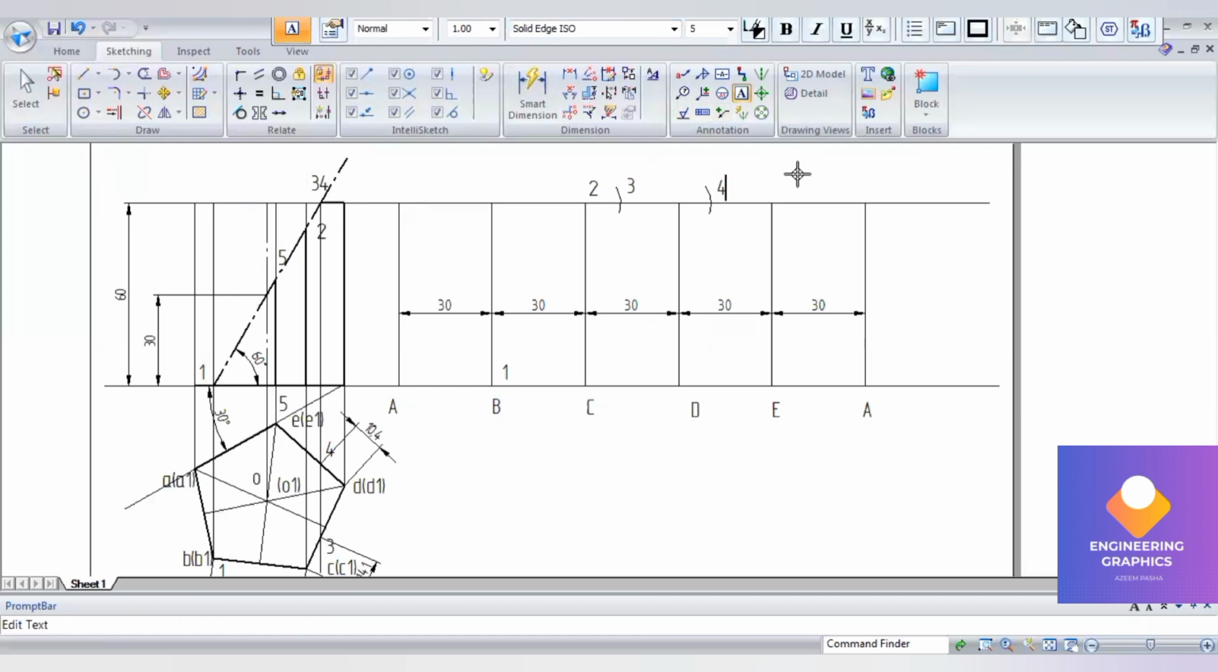And then on the vertical edge, that is where 5 is occurring, so we have to project a horizontal line from that point number 5 here.